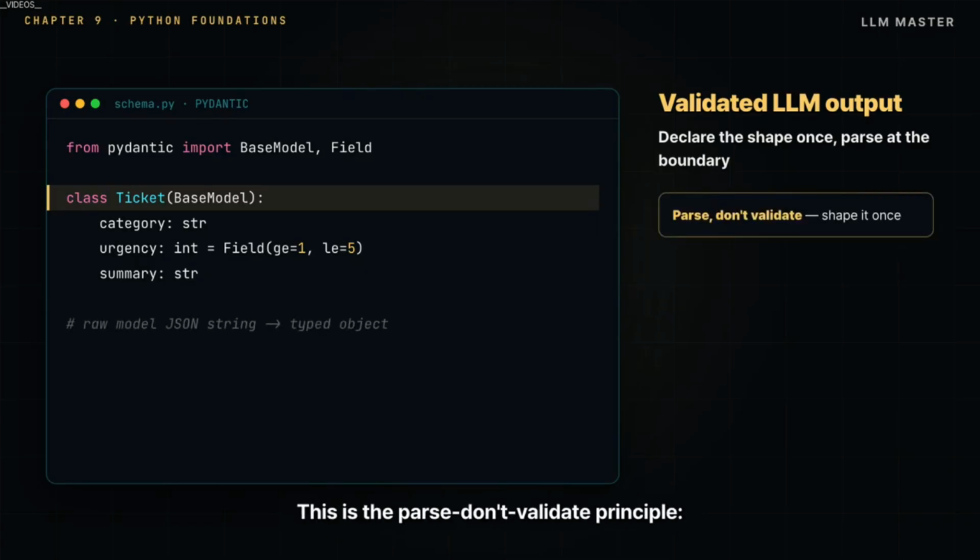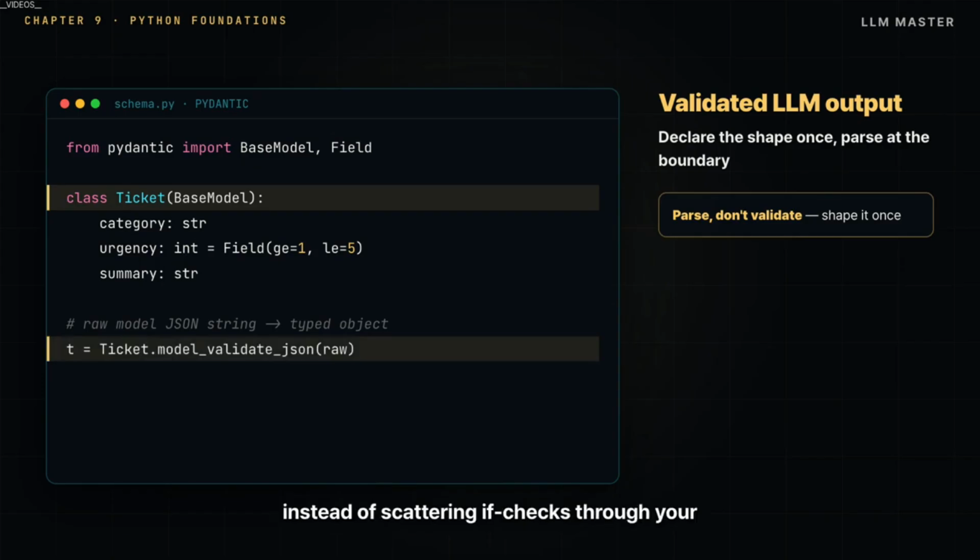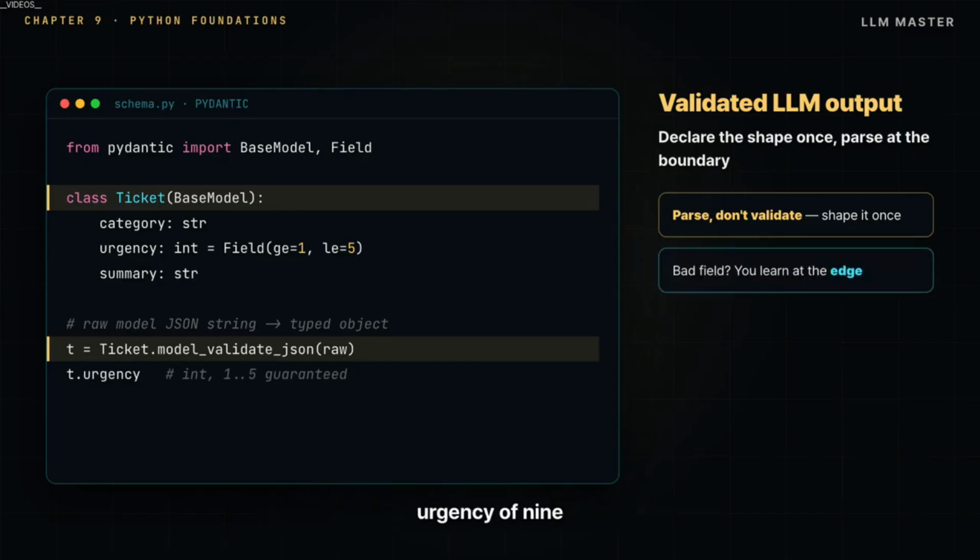This is the parse, don't validate principle. Instead of scattering if checks through your code and hoping, you define the shape once at the boundary and trust it everywhere after. When a model hallucinates a field or returns an urgency of 9, you find out immediately at the edge of your system, not 3 functions deep.